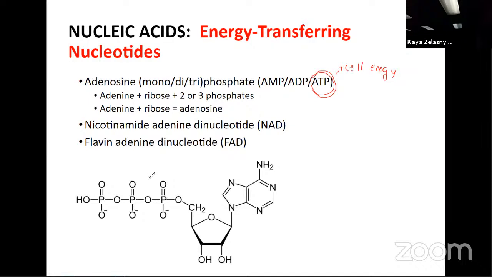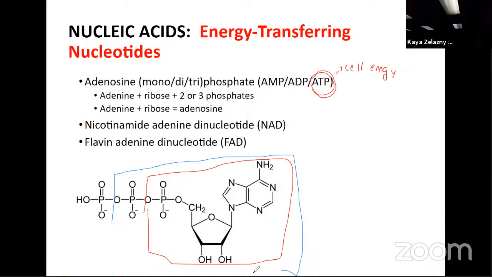So our adenosine monophosphate would be like that. Our adenosine diphosphate, yes, a little bigger. We have 2 phosphate groups, like that. And then this full structure as drawn on the board here has 3 phosphate groups. So that tells you it's adenosine triphosphate. So that's our ATP.